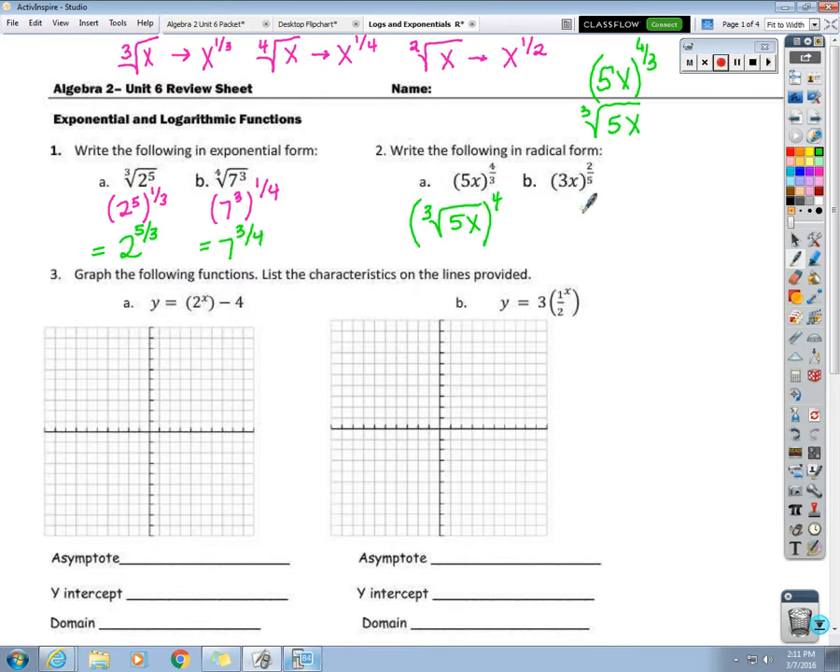Okay, this is what you should have got. The 5th root of 3x all raised to the 2nd power. Is that what you got? Okay, moving on.